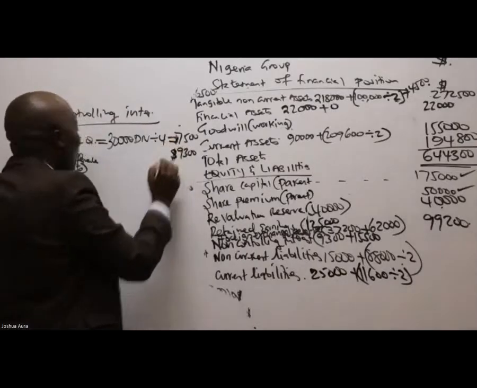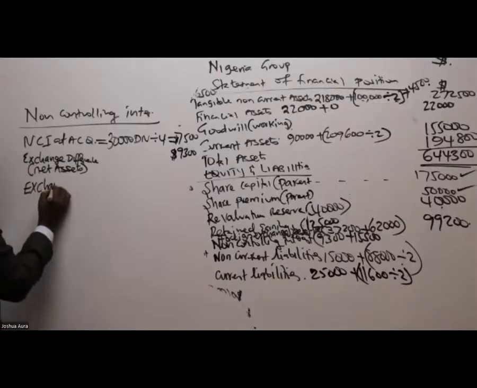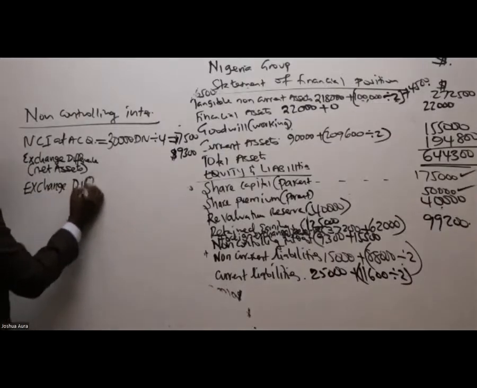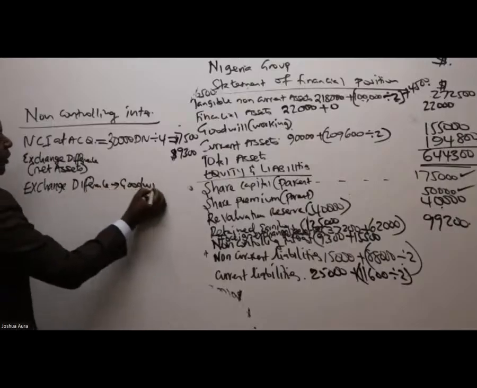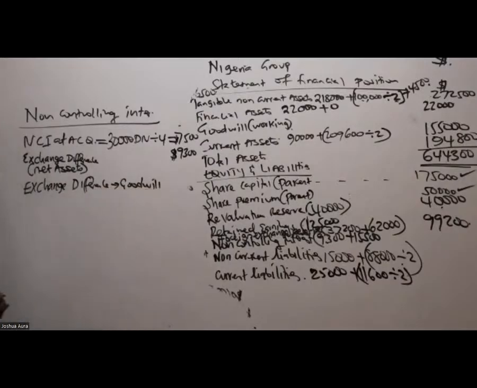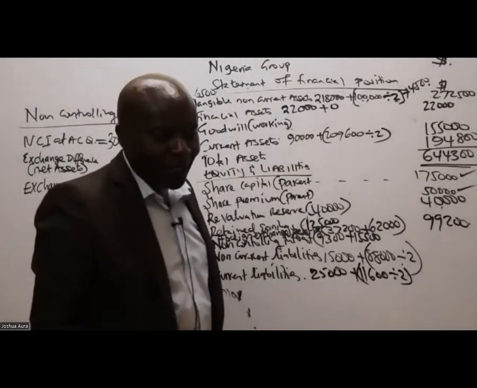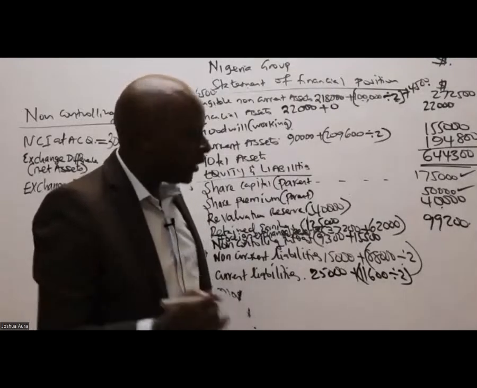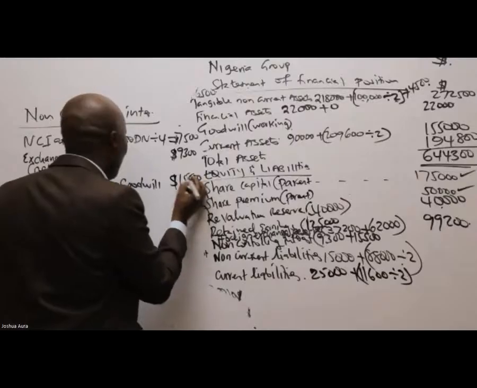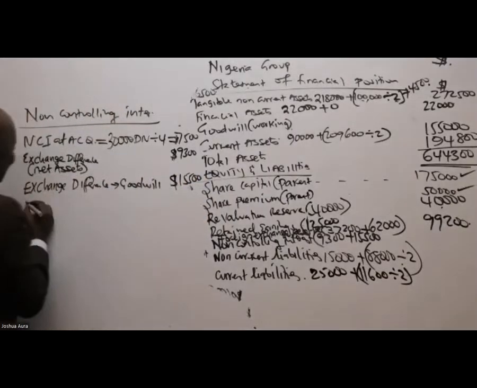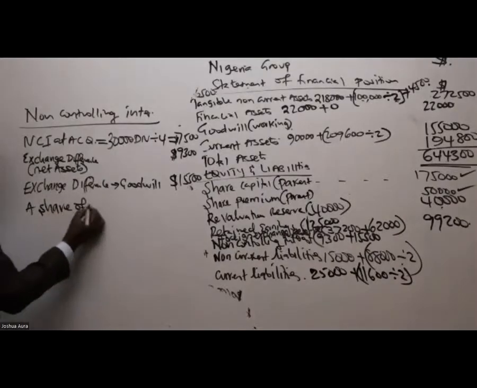We also gave them something from the exchange difference of goodwill. Is there somebody who is able to remember? 15,500. We gave them that, and already this is translated. Also, these guys must always get a share of PARP.